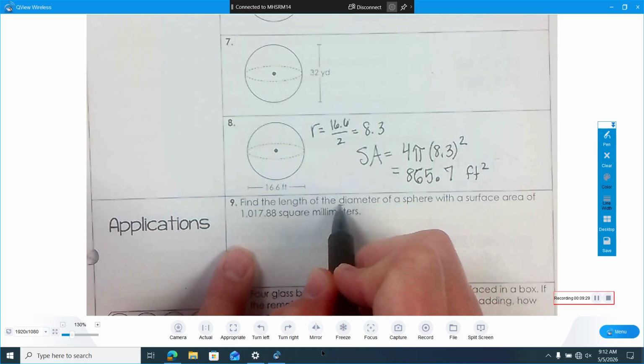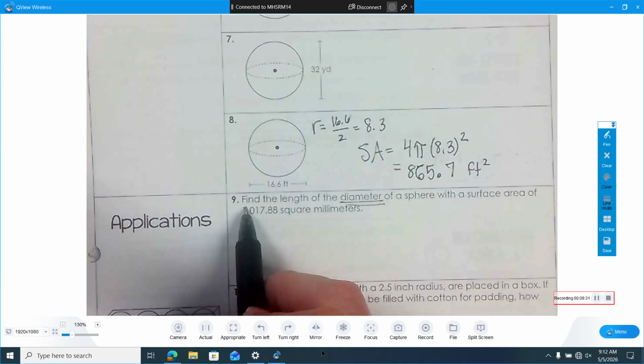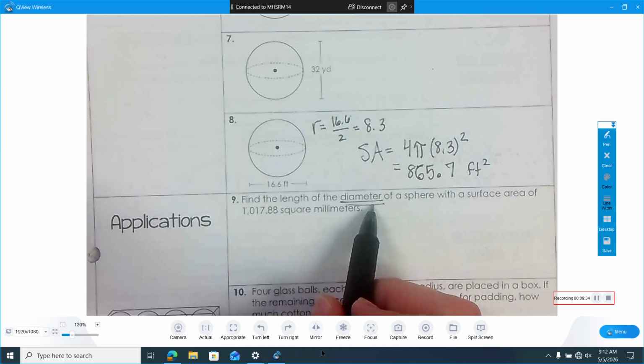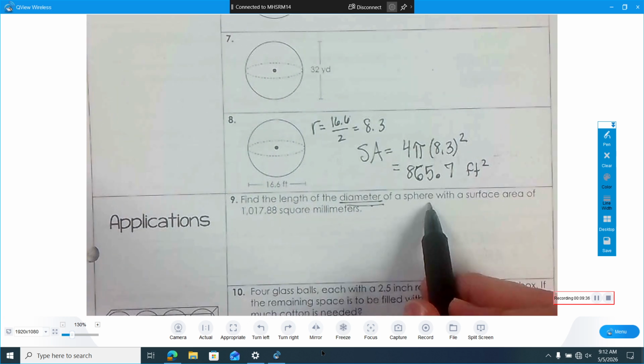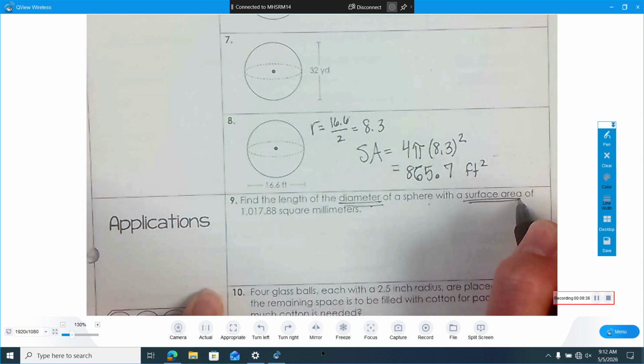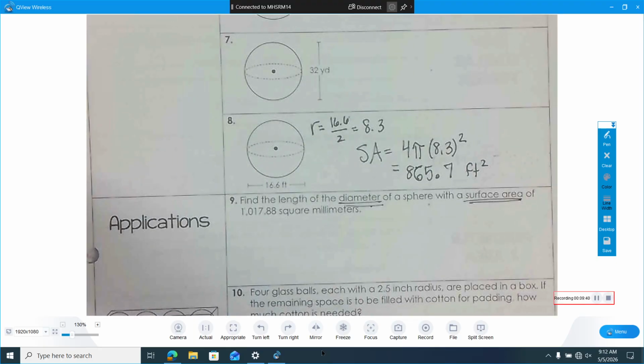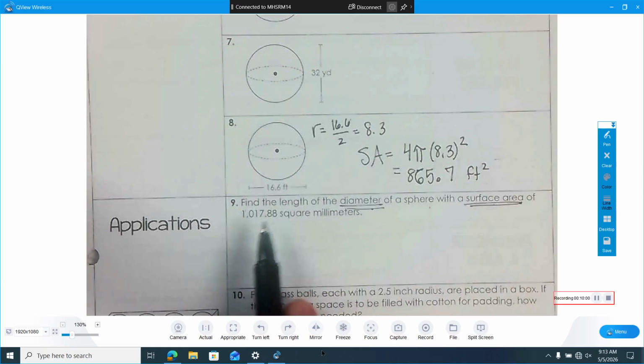The length of a diameter. Find the length of a diameter of a sphere with a surface area of 1,017.88 square millimeters. What do you think we need to do to be able to find a diameter? We will need to double a radius. Good. What do they want us to do? They gave us the surface area number.